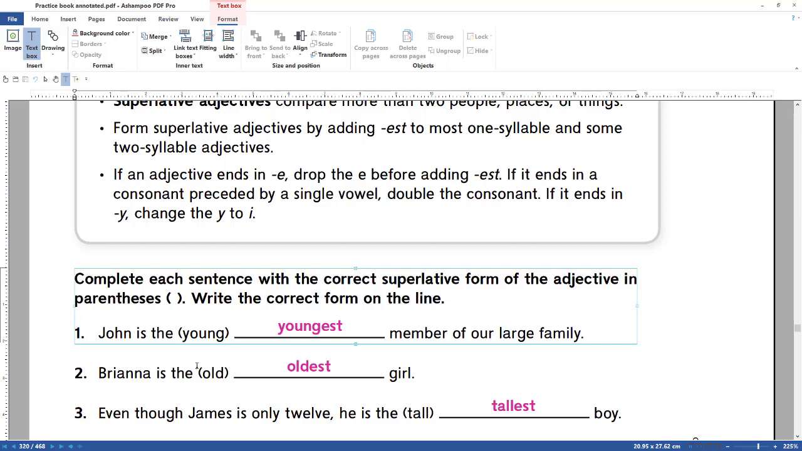Okay? Also here, old, a very short adjective, one syllable. We added the est. So Brianna is the oldest girl. He is not comparing Brianna with another girl. No, he's saying that she is the oldest girl ever, compared with all the other girls.